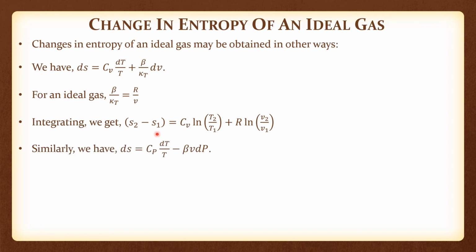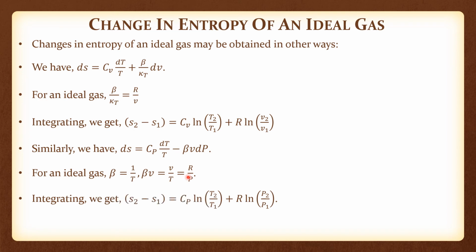Similarly, we can write the change in entropy as a function of temperature and pressure. And beta is 1 over T, and therefore beta V is V over T, and that is R over P, since PV is RT. So we can integrate this again, taking Cp to be independent of temperature. We get this expression, and therefore these two are identical to each other, and I would leave you to determine that.